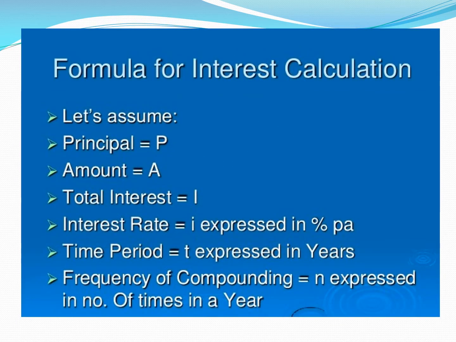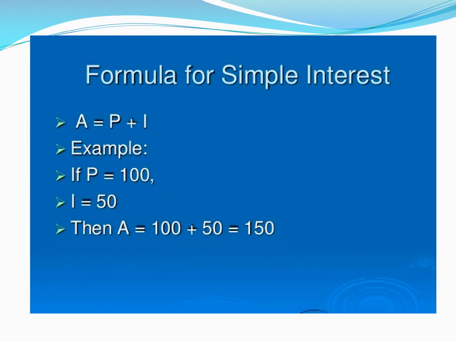The formula for interest calculation. Let's assume principal equal to P, the amount equal to capital A, and the total interest equal to I. Interest rate R is expressed in percent per annum, time period equal to T expressed in years. Frequency of compounding N is expressed as number of times in a year. The formula for simple interest: A equal to P plus I. Example, if P equal to 100 rupees, interest equal to 50, then amount A equal to 100 plus 50 equal to 150 rupees.